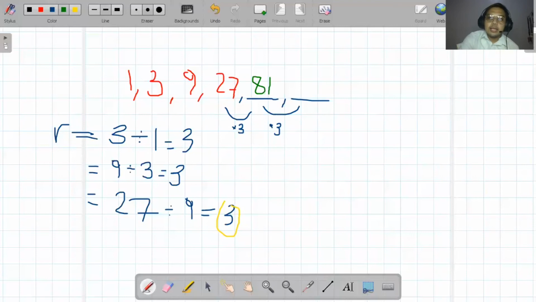And then 8 times 3, 24. So 243. So the common ratio is positive 3. Check. And the terms we were looking for, the next two terms, are 81 and 243. So correct, right? Okay?